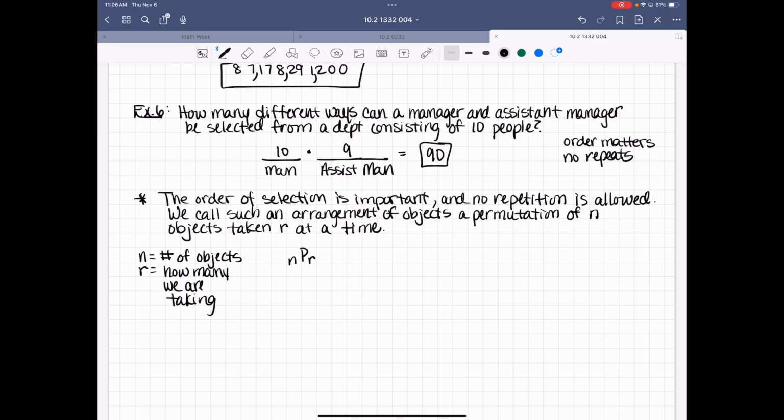Now, we can express this and we can find the answer, like we had 10 people we were choosing to be the manager and assistant manager. And we have a formula for that. That's going to be n factorial over n minus r factorial.